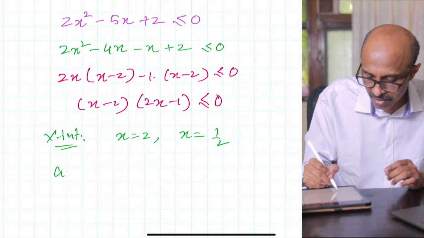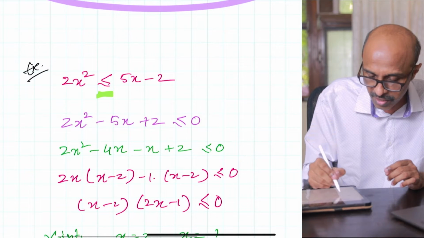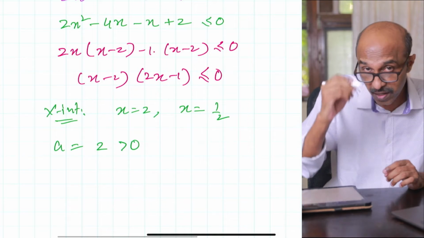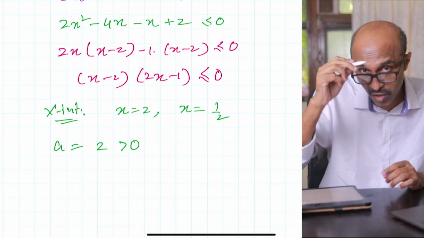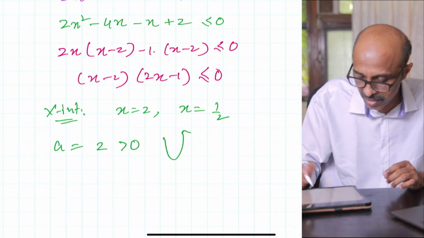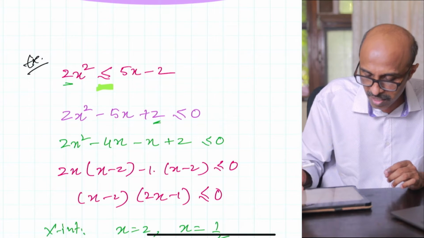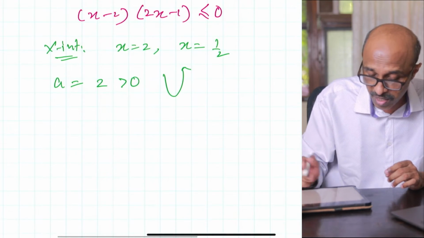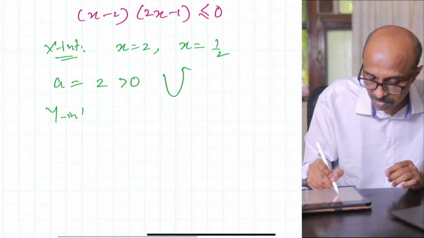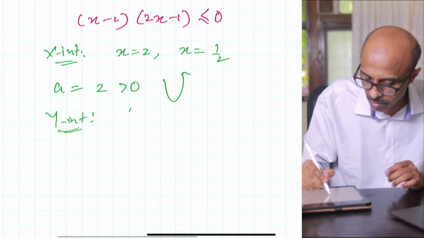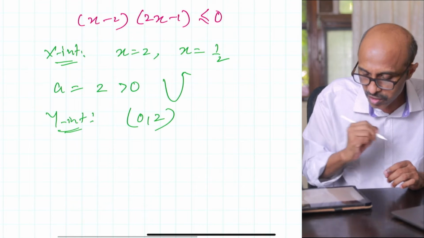The value of a, the leading coefficient, is 2, which is positive. That means you're going to have a concave up parabola, which means it's a U-shaped parabola. The third thing to identify would be the constant term. The constant term is 2 in this case, which is going to be our y-intercept. So the y-intercept is 2. So the quadratic goes through the point (0, 2).